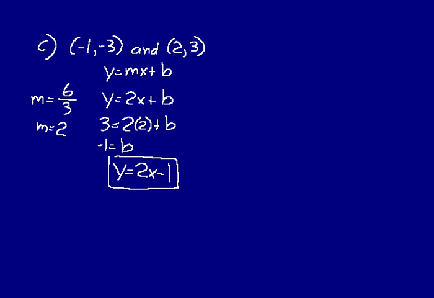So there's the answer. Write down your standard form, calculate your slope, substitute it into the standard form, then put a point in either one to solve for b, and then you have your equation of the line.